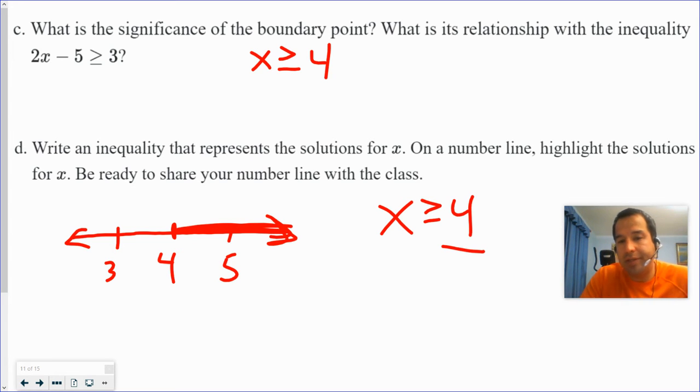And should I have a filled in circle or an empty circle on 4? Well, because of the greater than or equal to, this should be a filled in circle on 4. And therefore, everything starting at 4 and going to the right would make the inequality true. Cool. Pretty straightforward. All right, let's try one more time.